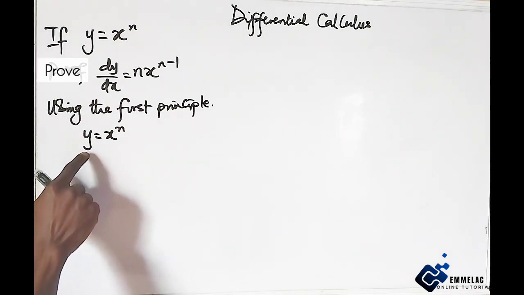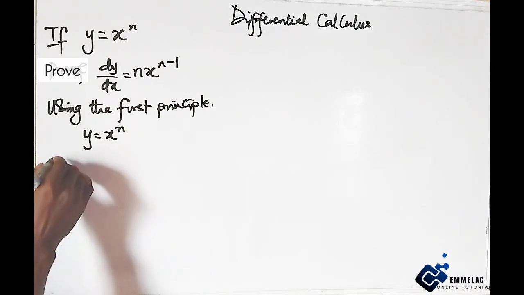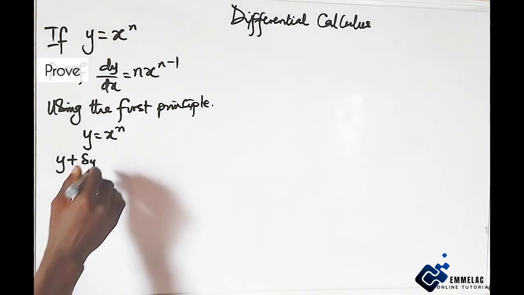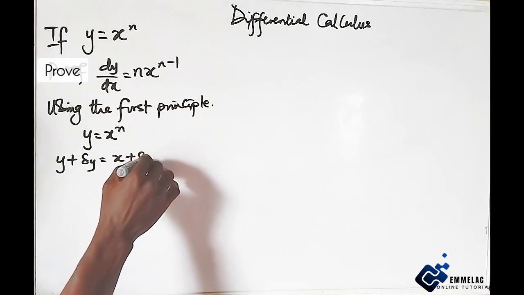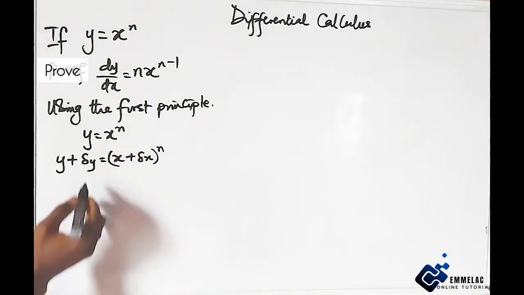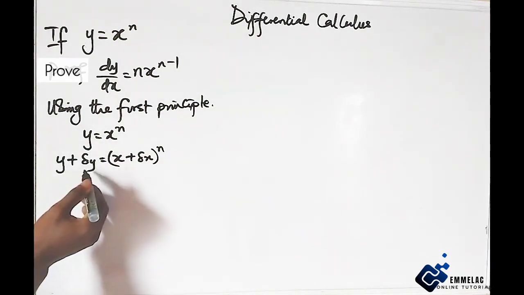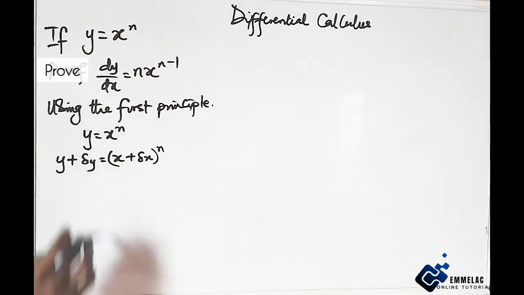Now if there's an increase in y, definitely there will be an increase in x. So which implies that y plus an increase in y equals x plus an increase in x, all to the power of n. This increase is actually called the change, the small increase in these two variables.